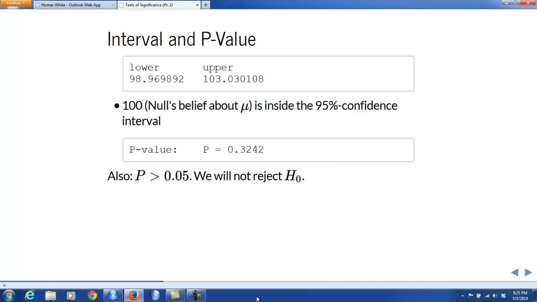Notice that 100, which is the null hypothesis's belief about mu, is inside this 95% confidence interval. The p-value for the test turns out to be about 0.32. That's bigger than 0.05, so we're not going to reject the null. The null's belief was inside the confidence interval, and we are not rejecting the null.